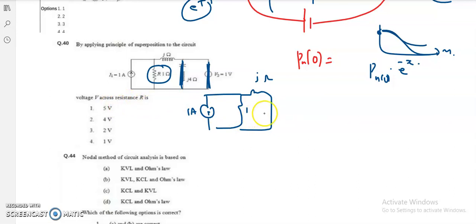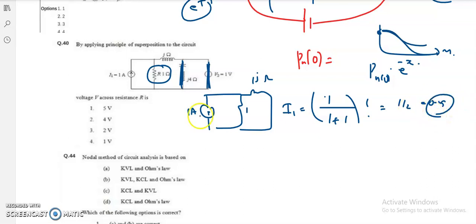So as per the current division rule, the current flowing through this 1 ohm can be given as I1 is equal to the opposite resistance. What is the opposite resistance here? 1 j ohm. In this 1 j ohms, you have to take only the 1. So 1 divided by 1 plus 1, total resistance, into the total current flowing through the circuit, 1. That is equal to 1 divided by 2. That means 0.5 amperes is flowing. Now the voltage is 0.5 into 1. So due to this current source, the voltage across the R is 0.5 volts.